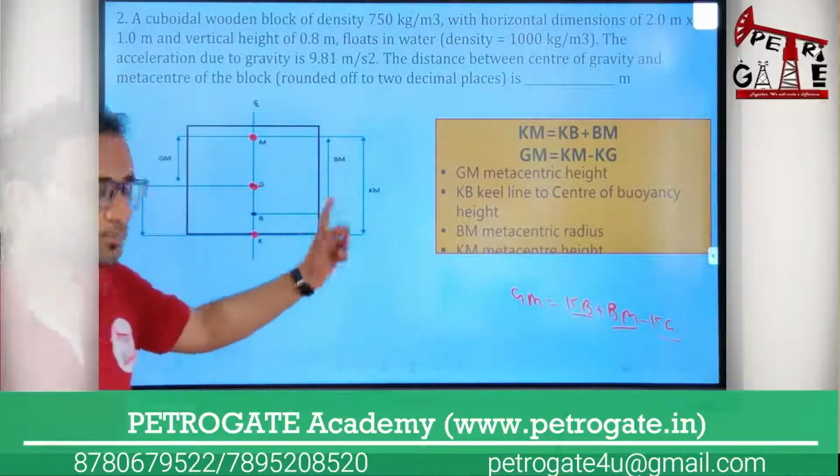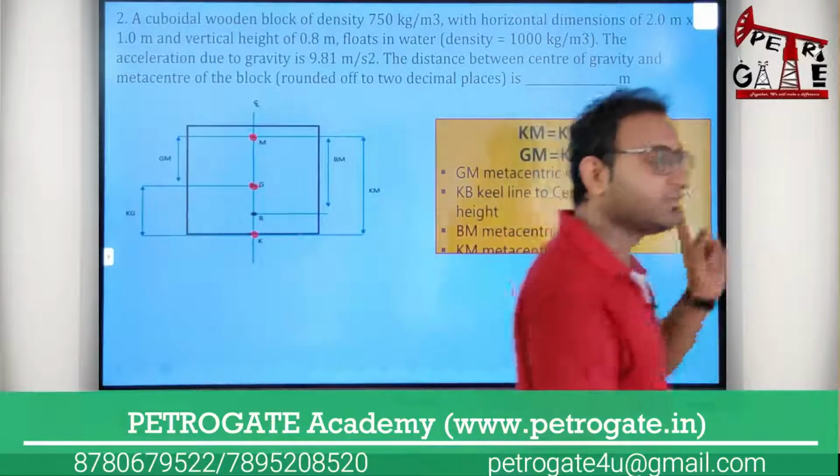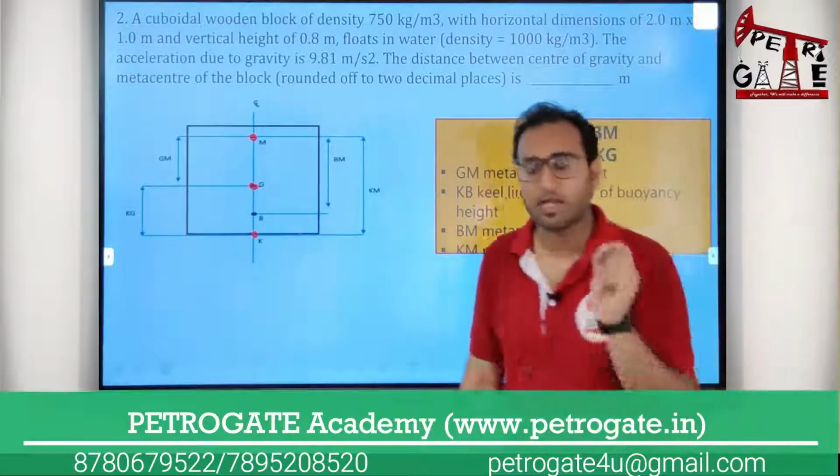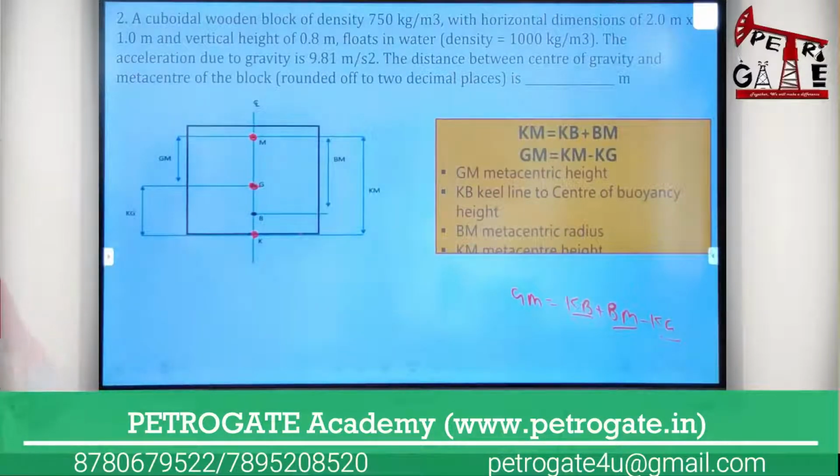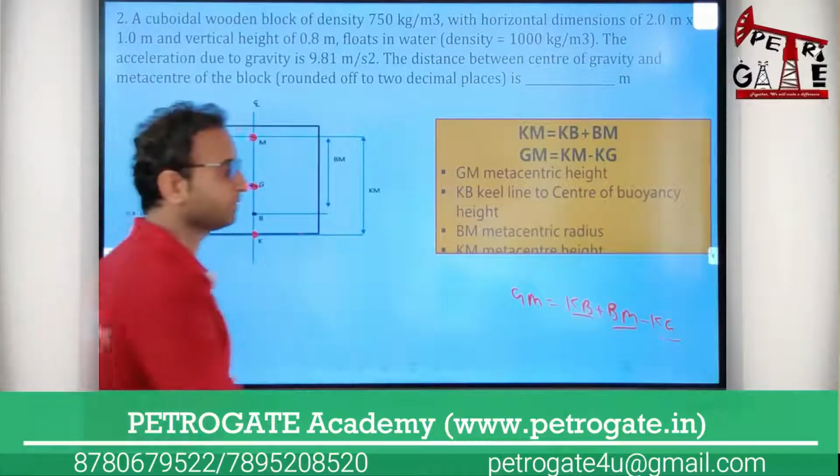Okay, if GM is positive, your vessel is stable. If GM is 0, that is critical stable. If GM is negative, it means unstable. From here I will also get an idea. This idea I am also getting from this value of GM.